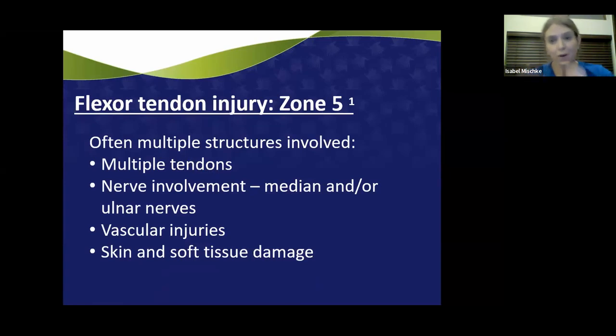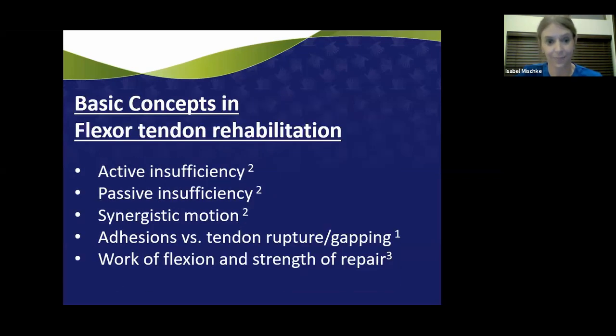So often with a Zone 5 flexor tendon injury, there are a lot of structures involved. Multiple tendons, often there's nerve involvement, median and or ulnar nerves, vascular injuries, and then a lot of skin and soft tissue damage. Definitely in South Africa, we would see it as armed robberies or panga injuries. So all of us know that you really need to have a good look at the wound care as well.